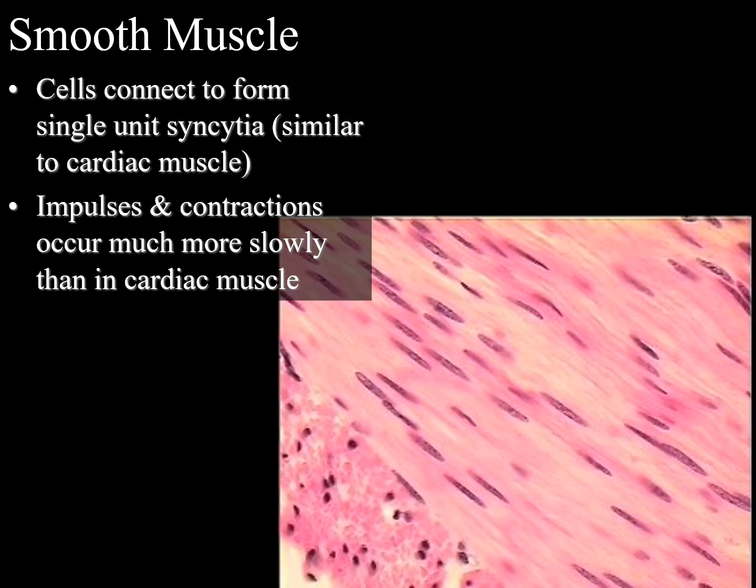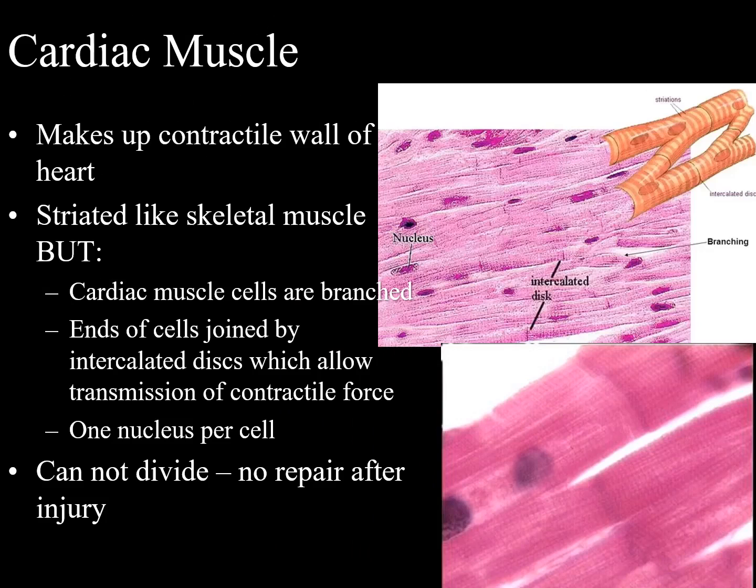So cardiac muscle is in the middle in terms of speed. Smooth muscle contractions are very slow, skeletal muscle contractions are very fast, and cardiac muscle contractions are kind of in the middle. All right, cardiac muscle, you only find in vertebrates. You've got the three types. Invertebrates have smooth muscle and striated muscle, but they do not have cardiac muscle. And obviously the place you find cardiac muscle is in the heart. This is what's making up the contractile wall of the heart.